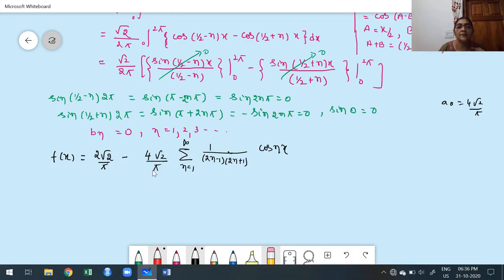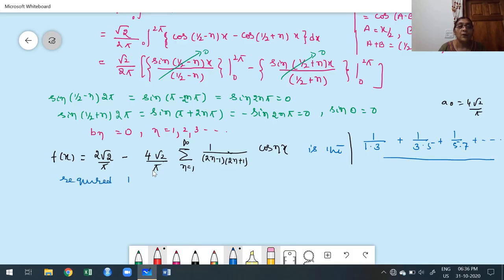Because bn is 0, the entire summation is 0. But what is our deduced part? They are not asking us to deduce, hence evaluate 1 by 1 into 3 plus 1 by 3 into 5 plus 1 by 5 into 7, etc. I want to find this series value. Actually, this is the required Fourier series for the given function over the interval 0 to 2 pi.